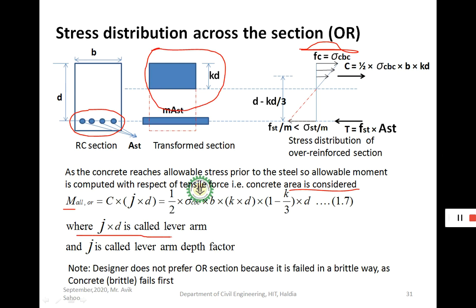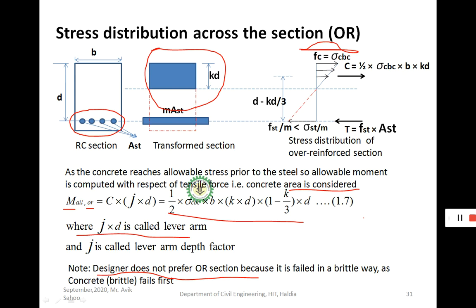Where Z is called lever arm, and this is the expression of allowable moment in over-reinforced section. Over means over-reinforced. And one thing you note, designers do not prefer over-reinforced sections, because they fail in a brittle way. Brittle failure is a sudden failure. The failure takes place suddenly without any advance warning. It fails suddenly when it just crosses the ultimate strain. The member collapses suddenly, so we will not get any advance warning.